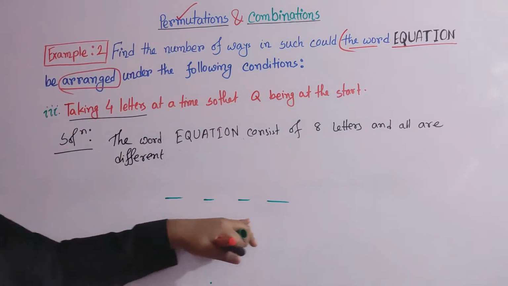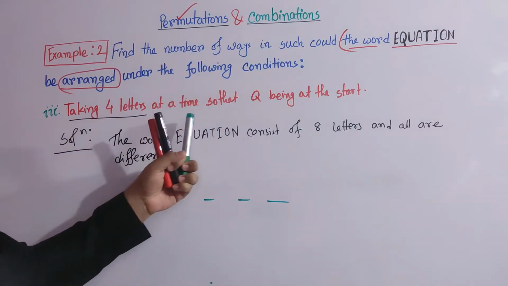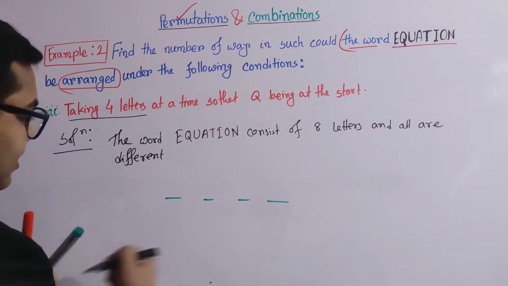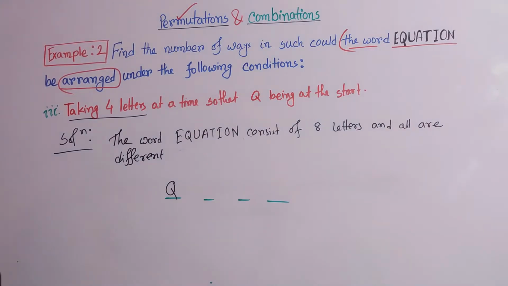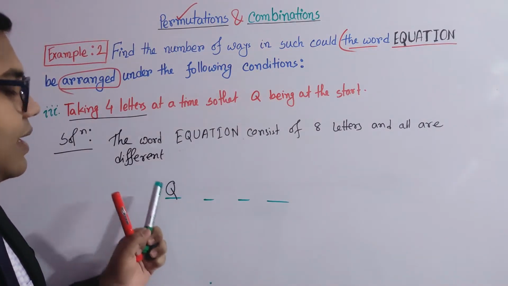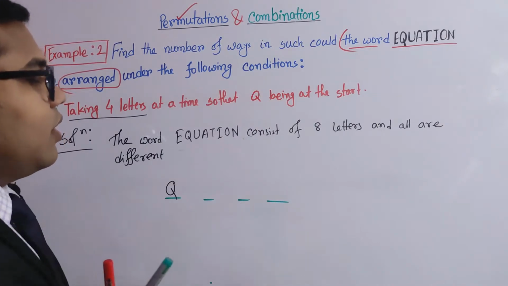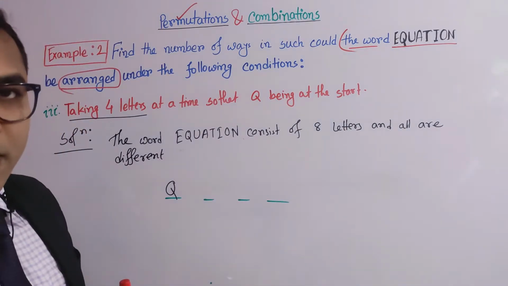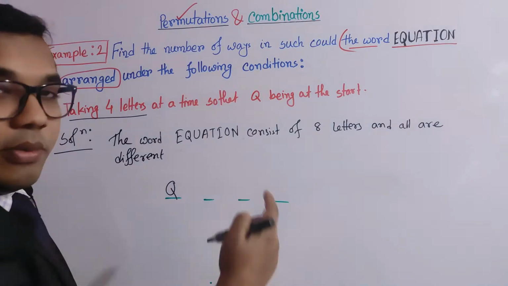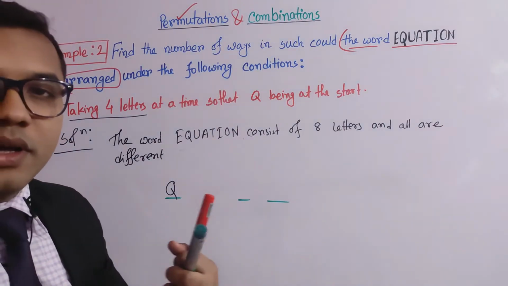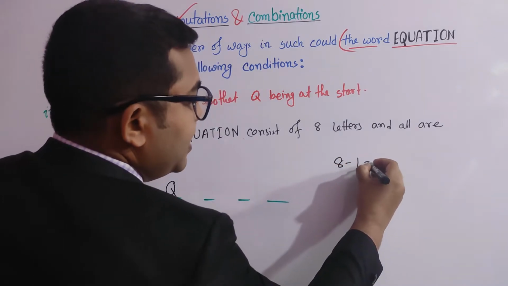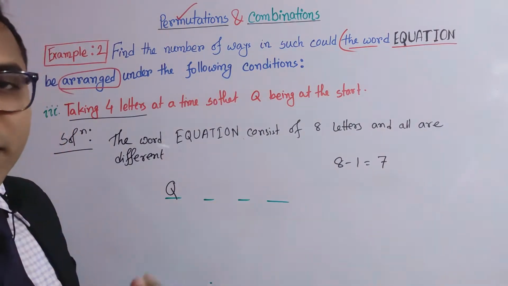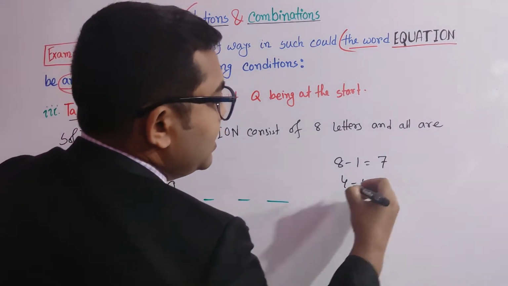In these 4 empty places, according to our question, Q being at the start means Q will be staying at the very first position. So if Q is staying at the very first position, then we actually have to work for these 3 places. And how many options do we have? We had 8 options, but now 1 option has been removed. So now we have 8 minus 1, that is 7 options, and from those 7 options we have to use only 3. So we need 4 minus 1, that is 3 places.